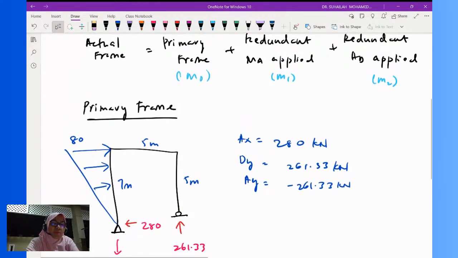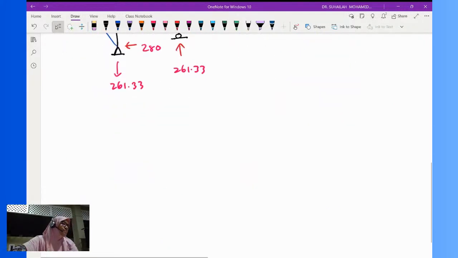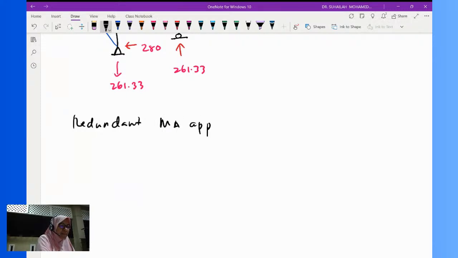Okay, so this is the primary frame. Now we are going to determine the reaction in redundant MA applied, for redundant 1. So we move to redundant MA applied.